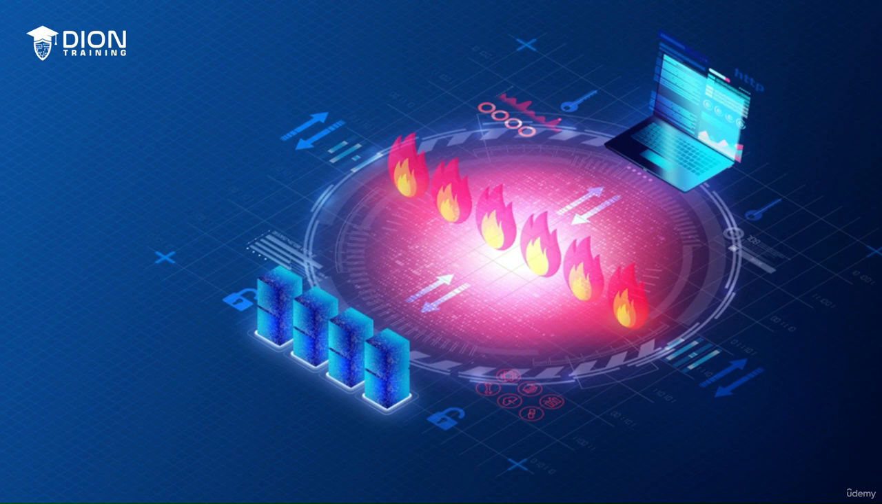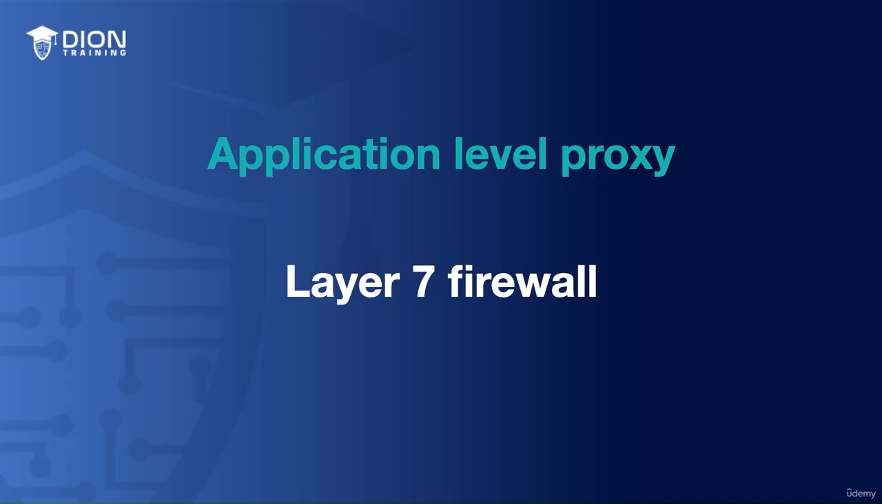Now, deep packet analysis is going to create a larger impact on the performance and efficiency of our firewalls, and this allows traffic to go through the network much more slowly. For this reason, most application-level proxies are best positioned inside of your network when they're located as closely as possible to the application server that you're trying to protect. Another name for an application-level proxy is a Layer 7 firewall.